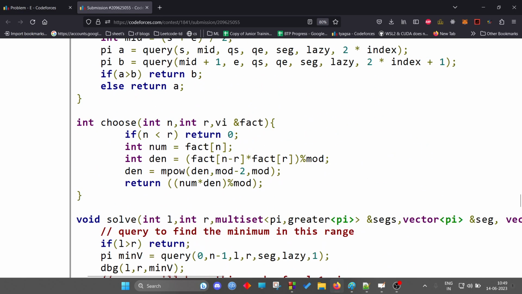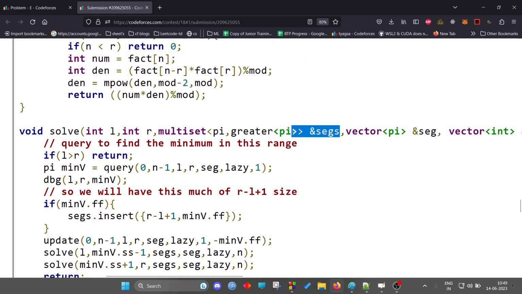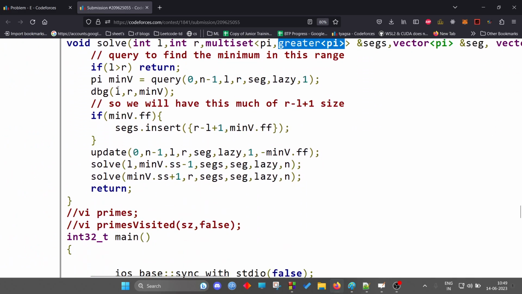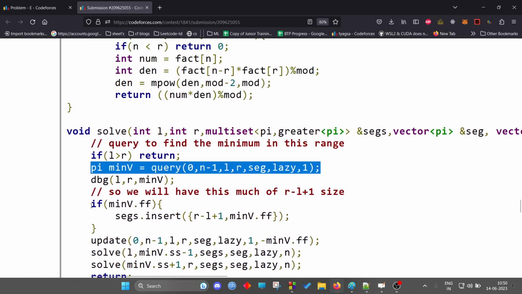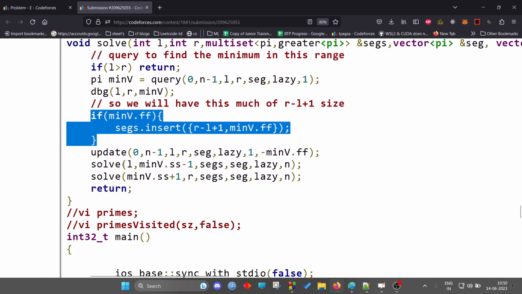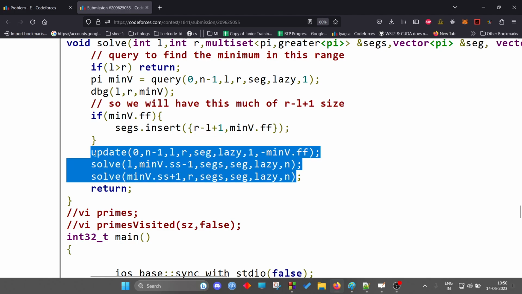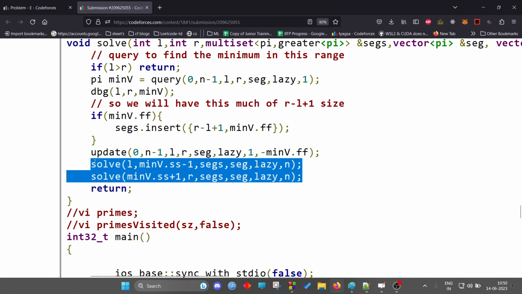The solver function is taking a range from L to R. It's taking a multi-set. These are the set of segments, and they're of type pair, and they're reverse sorted. And this is the segment tree. So you try to find the minimum value and the minimum index. If the minimum value is not 0, then you insert that many occurrences of the minimum value in the segment set, and then you subtract everything by the minimum value, and then you recursively solve for the left and for the right.